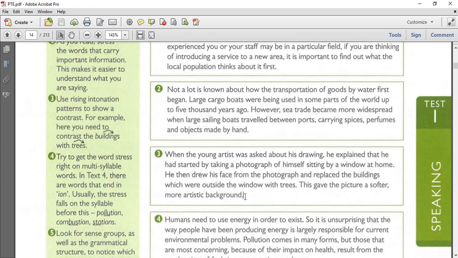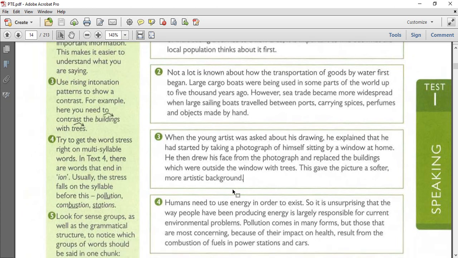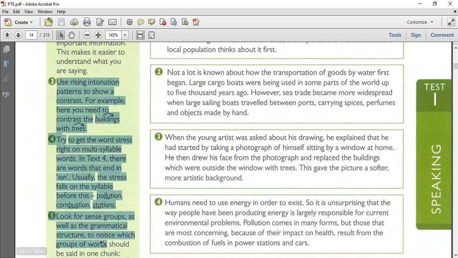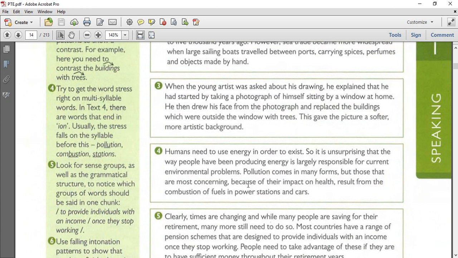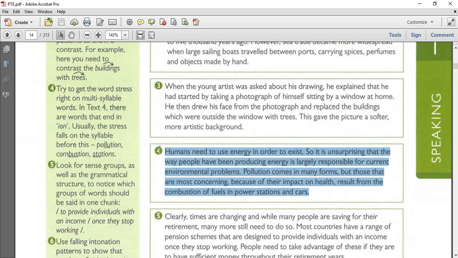When the young artist was about to be asked about his drawing, he explained that he had started by taking a photograph of himself sitting by a window at home. He then drew his face from a photograph and replaced the buildings which were outside the window with trees. This gives the picture a softer, more artistic background. That is, I haven't applied any of the tips right here. I just read it directly without any breathing.